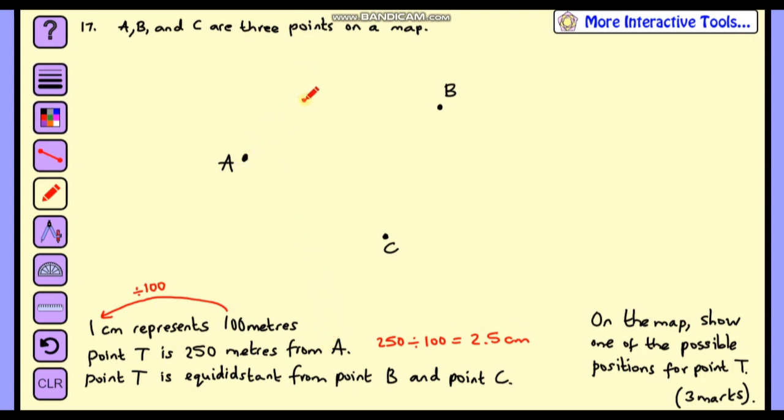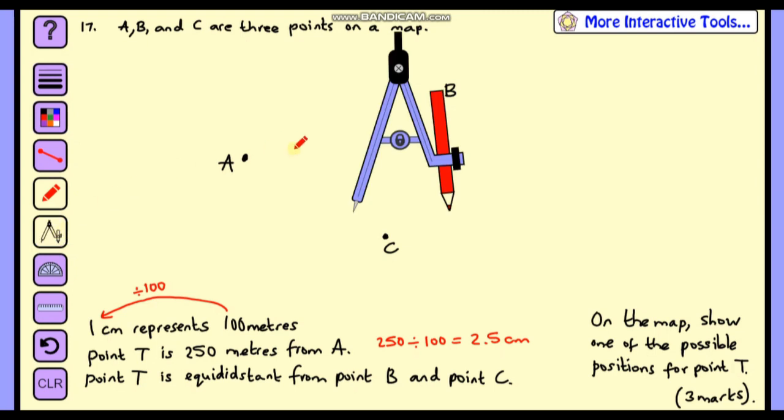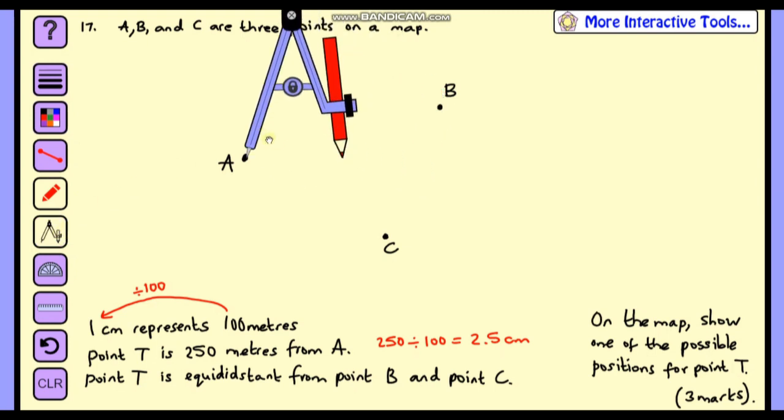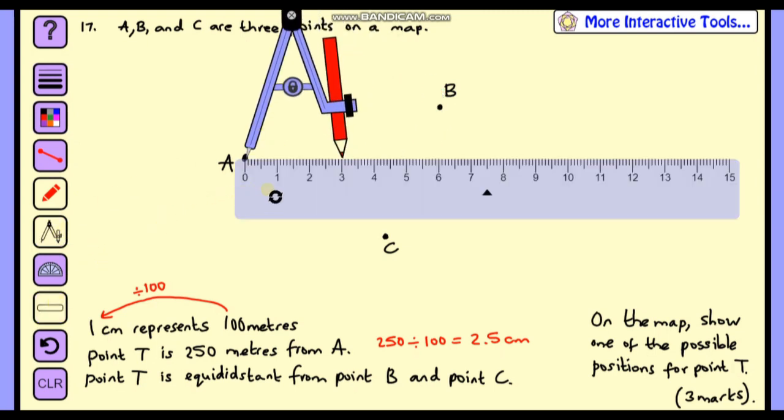So if this is 2.5 centimetres, it could be over here, it could be over here, it could be over here. So what I'm going to need to do is get my compass out and measure 2.5 centimetres, and then I can just draw a circle around A, and then I'll know that point T will be somewhere on that circle. So first of all, let me get my compass out and put it on A. I'm going to measure out 2.5 centimetres now.